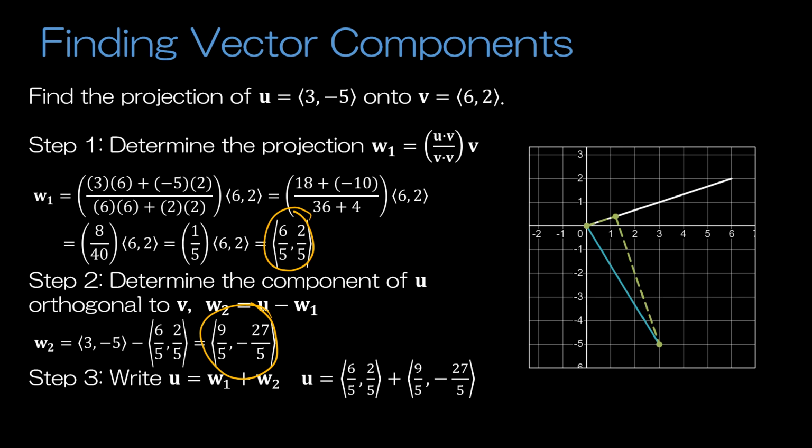As I'm graphing this, again, u was 3, -5, so this guy down here is u, 3, -5. And v was this guy, and here, instead of extending v like we did last time, I'm actually taking a much smaller portion of v. So I'm saying 6/5, 2/5, which is right here. And then I'm adding to that the orthogonal vector, which gets me out to 3, -5.